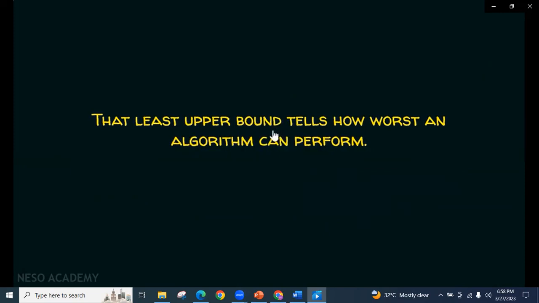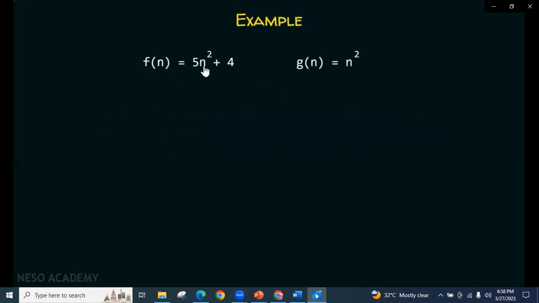So the time complexity which we are considering is f of the algorithm, but the least upper bound, which is represented by g, tells how badly an algorithm can perform. So basically this is the upper bound which tells how badly an algorithm can perform. Let's see one example here. Here we have f(n) equals 5n square plus 4 and g(n) equals n square. We need to determine whether f(n) equals big O of g(n). That means we need to determine whether g(n) is the least upper bound on f(n).